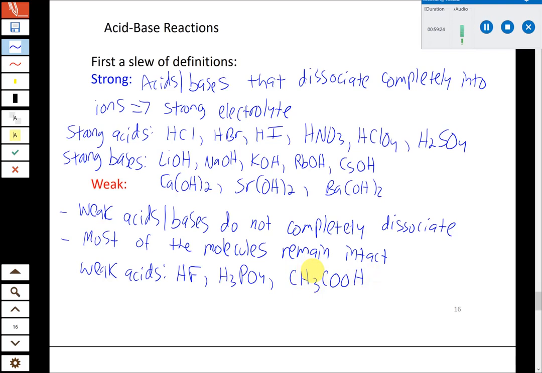Those three are common weak acids, and what that means is that when you dissolve these in water, so if we dissolve HF in water, most of the molecules stay as HF, with the hydrogen and fluorine still bonded to each other. You'll get a little bit of H plus and a little bit of F minus in solution, so there's going to be some acidity to that, but it's not a strong acid.